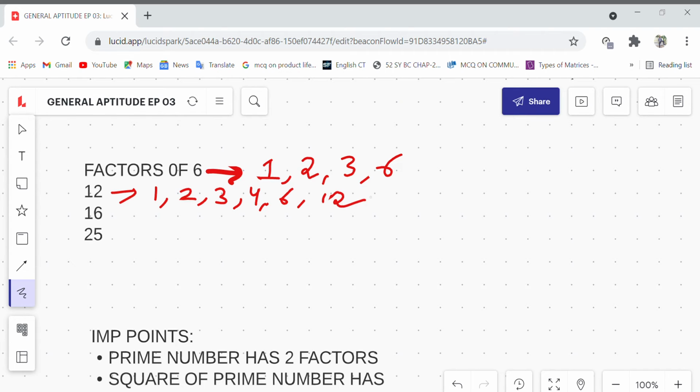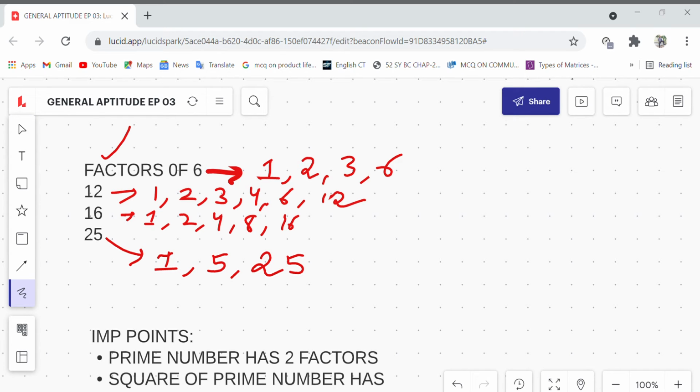And for 16, 1 is a factor, 2 is a factor, 4 is a factor, 8 is a factor, 16 is a factor. And for 25, it's just 3. 1 is a factor, 5 is a factor, 25 is a factor. Only 3 factors. Then these we got to know about the ideas of factors. Now let me tell you some of the important points.